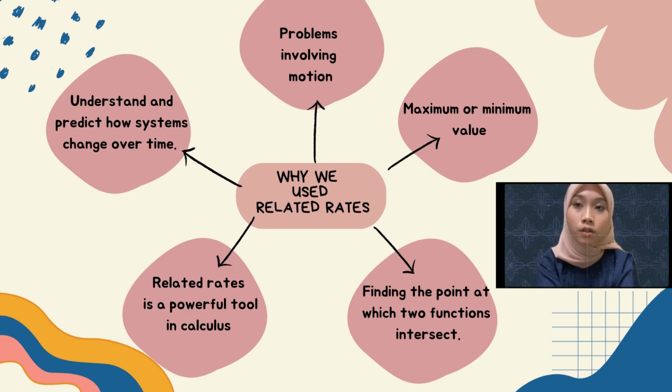For example, related rates can be used to find how fast the height of a water balloon is changing with respect to time when the radius of the balloon is also changing with time. This can be used to find the maximum height of the balloon.